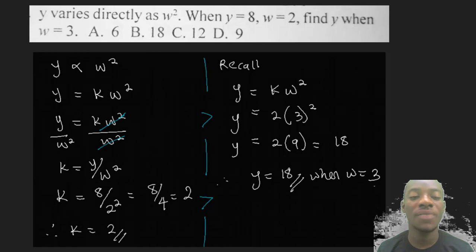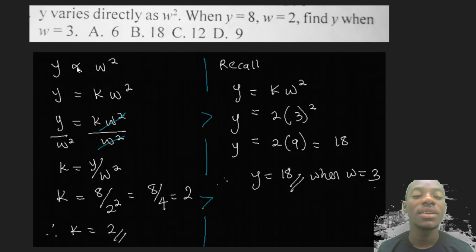Let's talk about variation. Now, if y varies directly as w squared, that means direct variation, and this is the symbol. This means direct variation. Y is directly variable to w squared, right? Now it will become y equals k w squared.